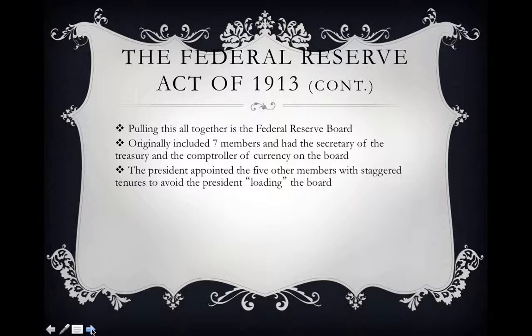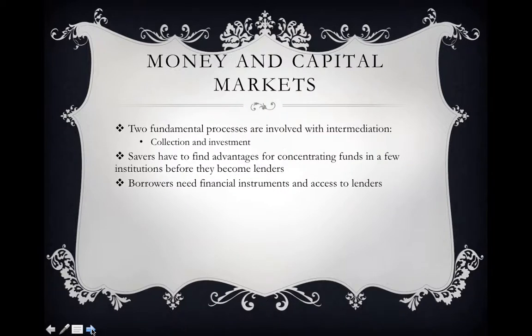The Federal Reserve Board is in charge of all this. They're the head honchos you can take a look at. All right, and realize that the president appointed the 5 other members of the board on staggered tenures. Realize that this is important because this prevents any president from loading up the board with his appointees and having too much control over the Federal Reserve.